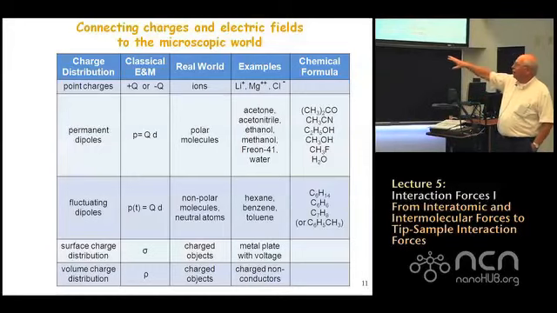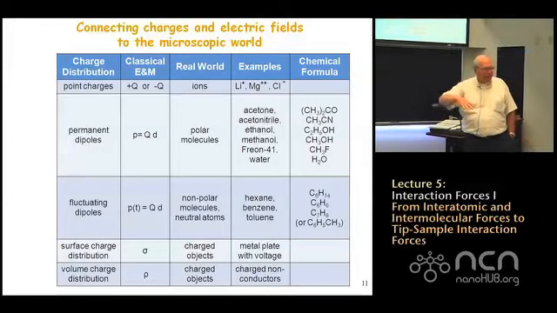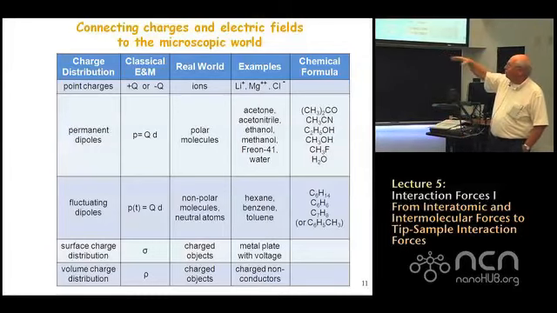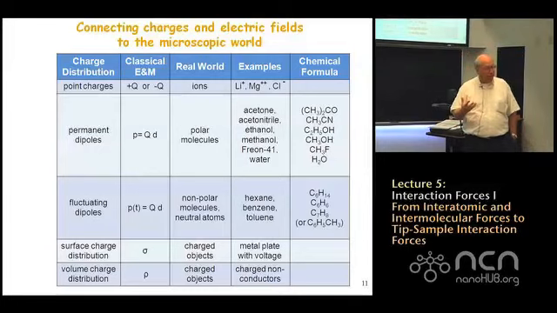Nonpolar molecules, like hexane, benzene, toluene, do not have a permanent dipole moment. There's no oxygen, no fluorine, no nitrogen in them. They tend to be what we call fluctuating dipoles or induced dipoles. You can induce a dipole moment in those molecules, but only if you subject them to an applied electric field.